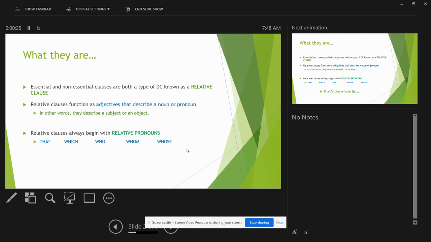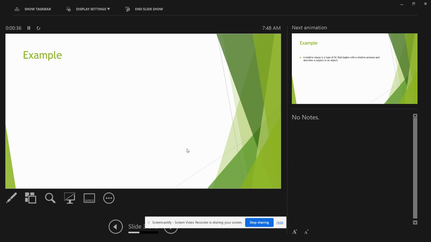Now remember, these are the five words that you need to make sure you had written down. These are our relative pronouns. They always begin the relative clause: that, which, who, whom, whose. And that's the whole list.